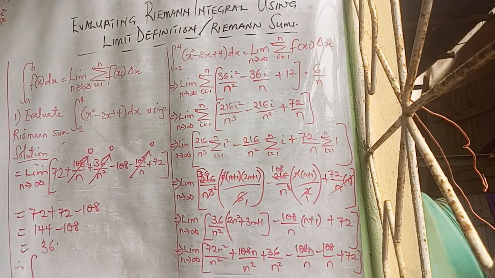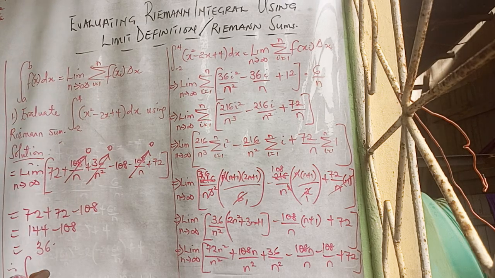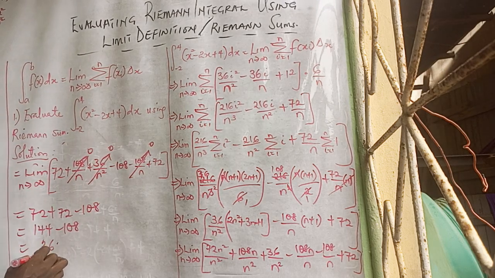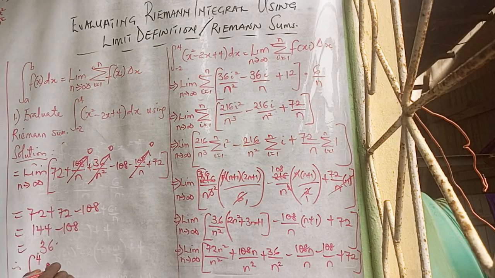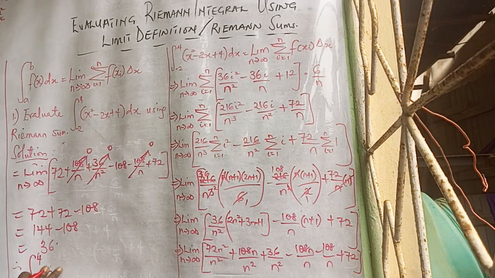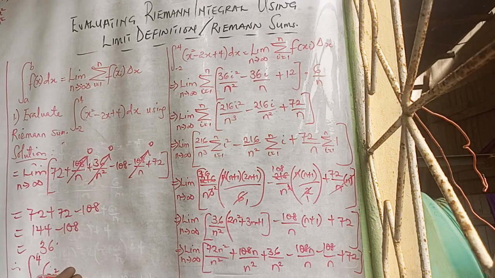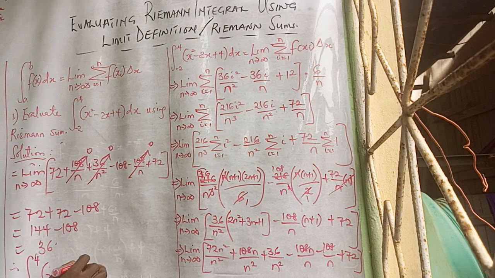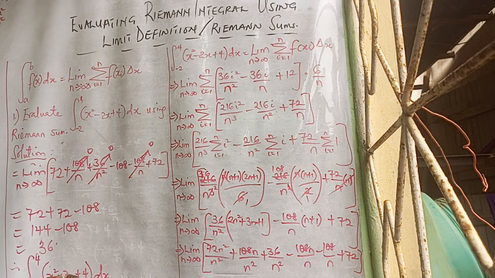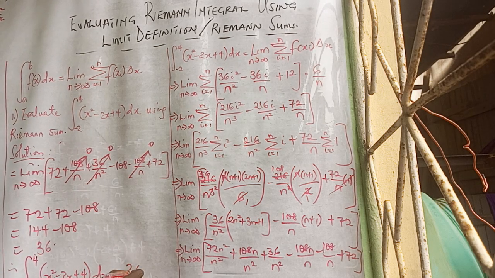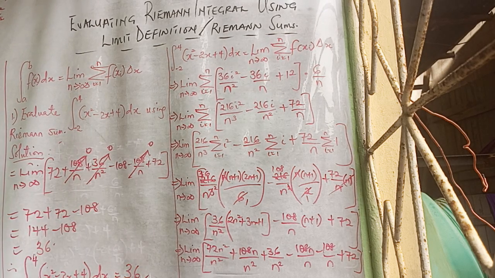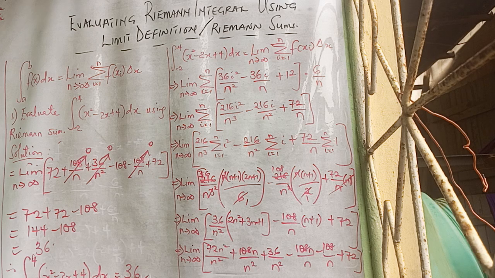Therefore, the integral from minus 2 to 4 of our f of x, which is what? x squared minus 2x plus 4, is what? 36. That will be the integral when we use the Riemann sum.